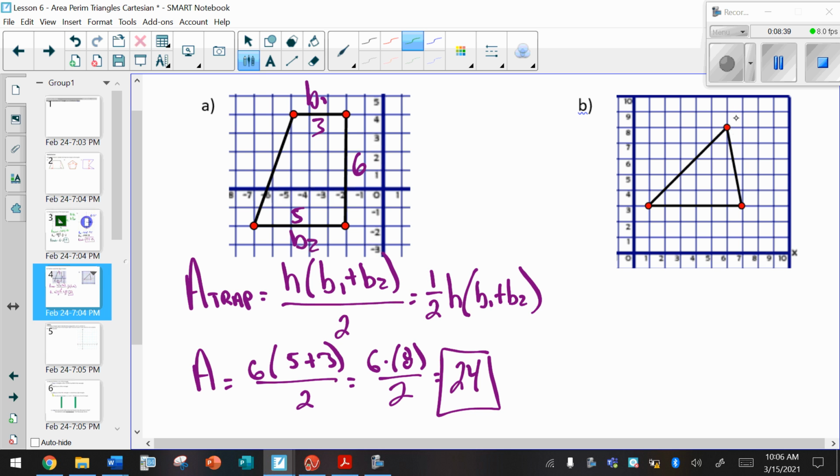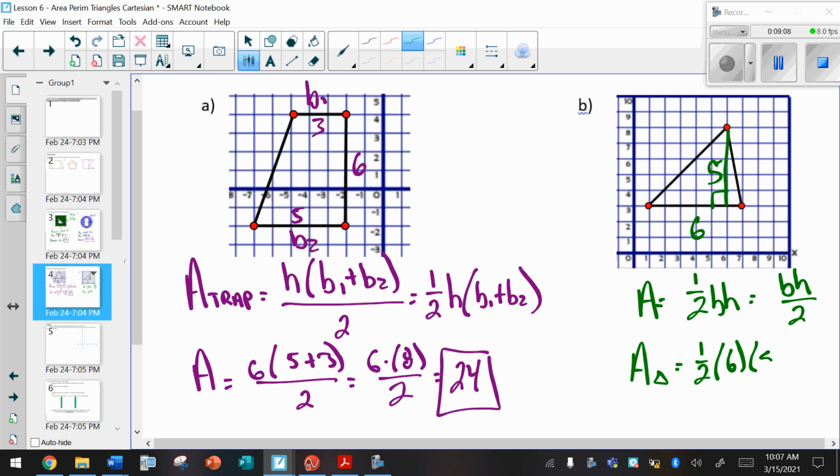Now for the triangle, area of a triangle is 1/2 base times height. Some people will write it as base times height over 2. It's the same either way. The issue is you just got to have your height perpendicular to the base, and then you can count. 1, 2, 3, 4, 5, 6 for the base. 1, 2, 3, 4, 5 for the height. Plug the formulas in. 6 times 5 is 30, divided by 2 gives us an area of 15 square units. So again, no big deal.